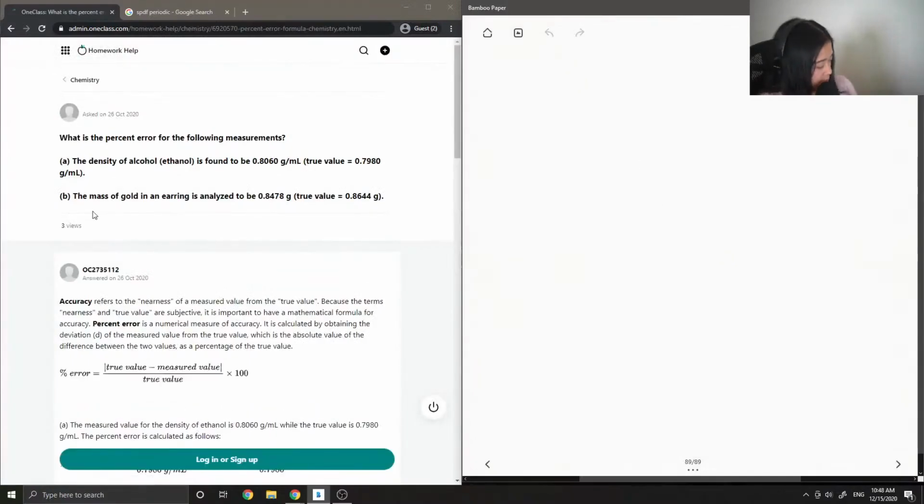Okay, so moving on to question number 8. What is the percent error of the following measurements? A, the density of alcohol is found to be 0.8060 grams per milliliter. Its true value is 0.7980. And B, the mass of gold in an earring analyzed to be 0.8478 grams, and its true value is 0.8644 grams. So first, let's write the definition of percentage error.